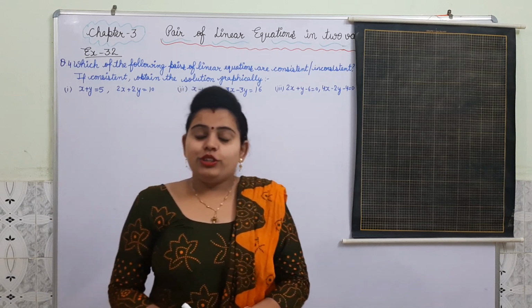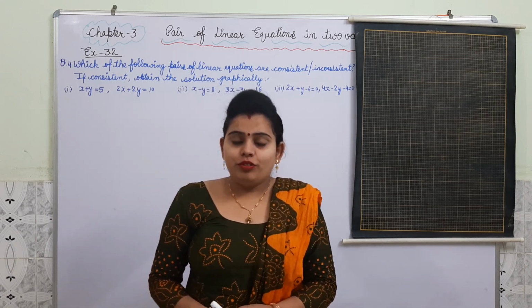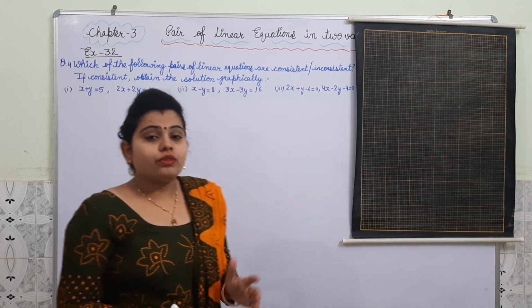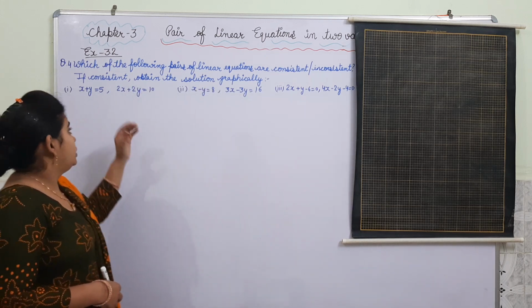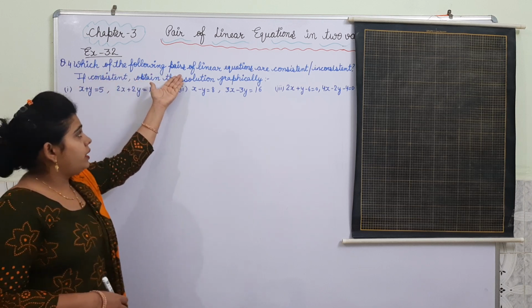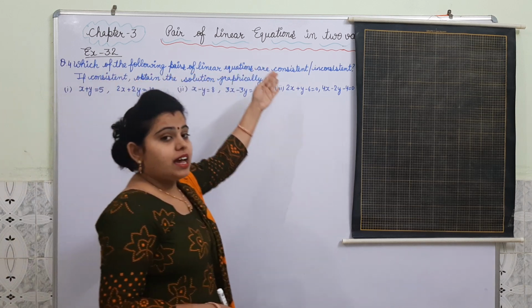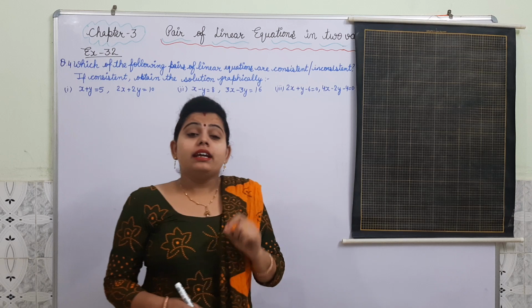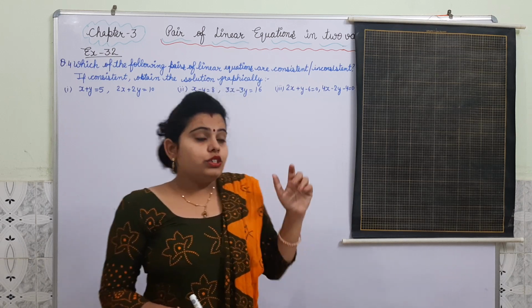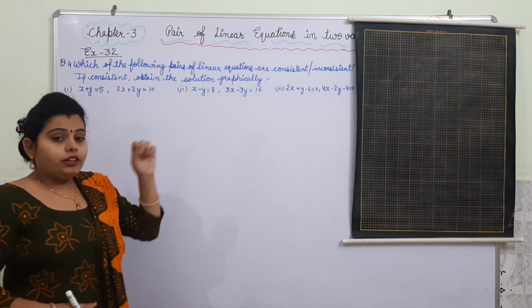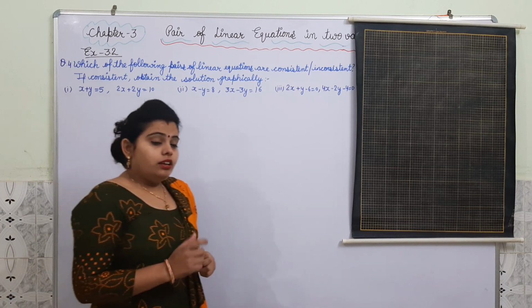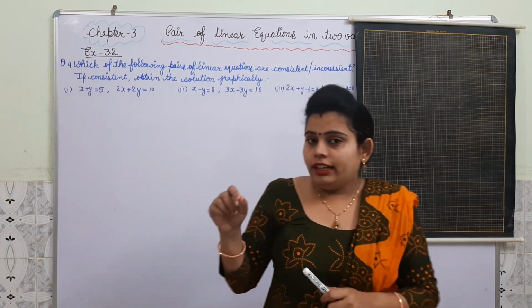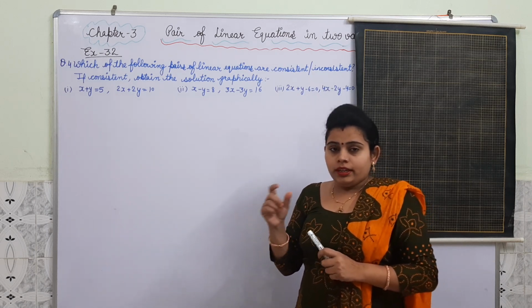Students, in this video we will do question number 4 of exercise 3.2. There are 4 parts in this question, and what is asked in this question? Which of the following pairs of linear equations are consistent or inconsistent? Firstly, we should clear that in which case it will be consistent.